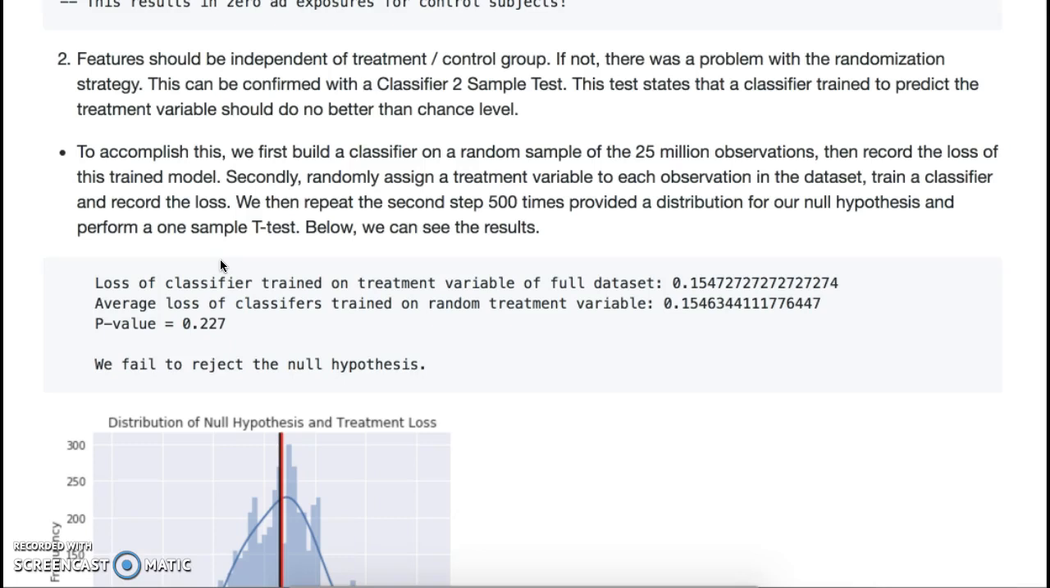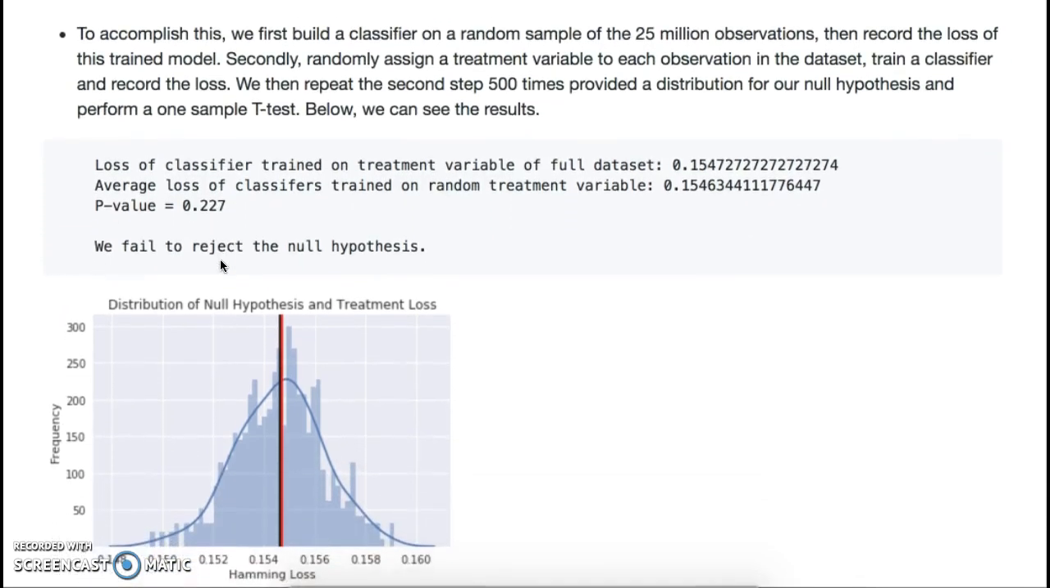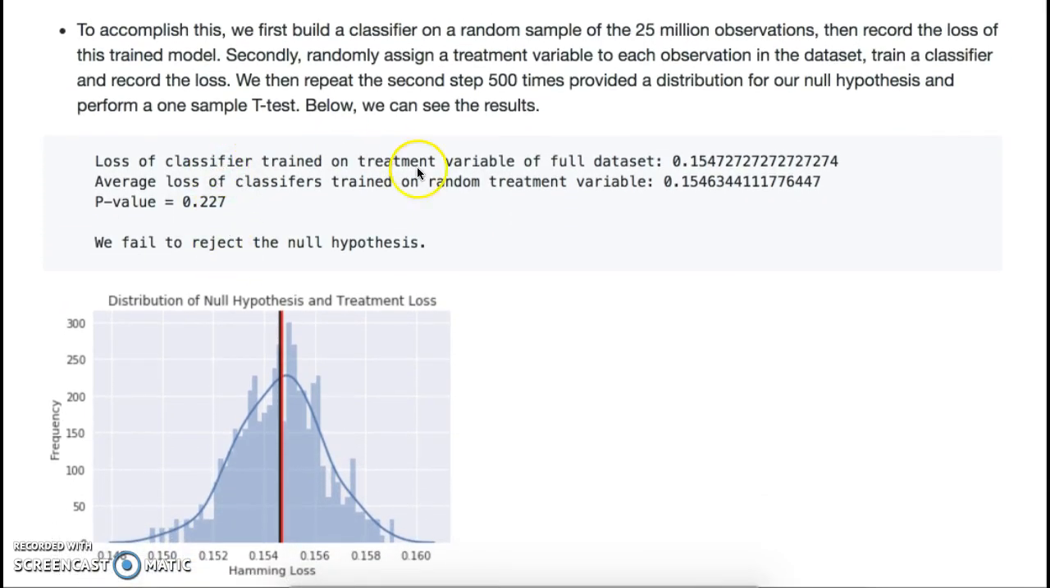Once you have the loss of the classifier that's trained on the treatment, you then create a baseline classifier, which basically predicts the treatment variable randomly based off of the proportion of the people who were treated and the control. And then we repeat that a bunch of times, about 500, to get a good distribution for that random classifier's loss. Below here we can see the results: the loss of the classifier trained on the treatment variable of the full data set was about 15.4%, and the average loss of the classifier trained with a random baseline classifier was about 15.4% as well.